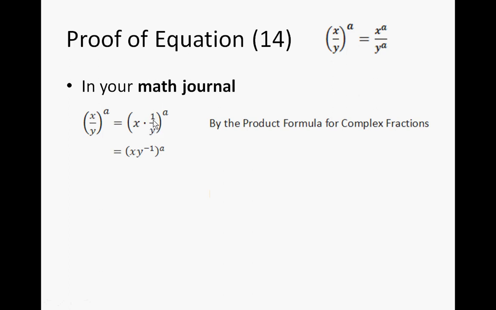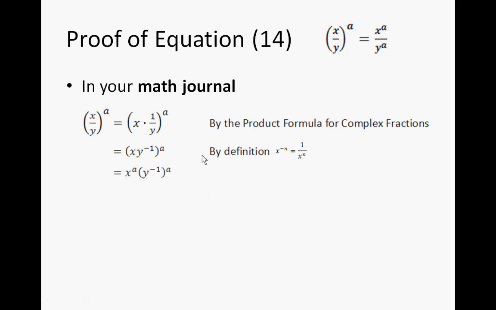Again, if this is 1 over y, we can write it by definition that this is y to the negative first power. Okay, by definition right here. Again, since this is a product, we keep the parentheses and it's all being raised to a power of a.